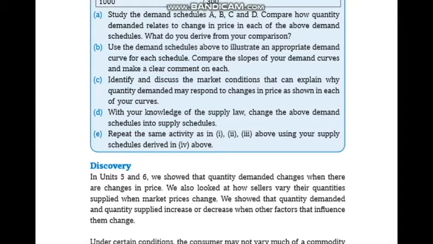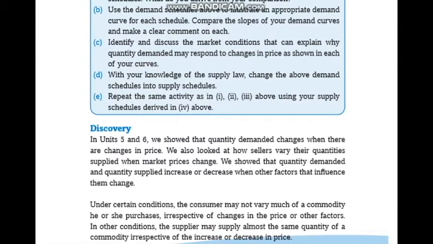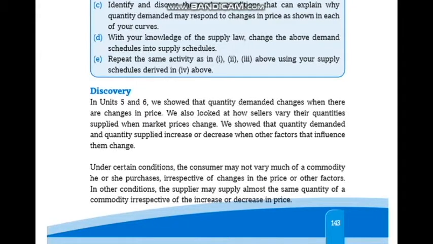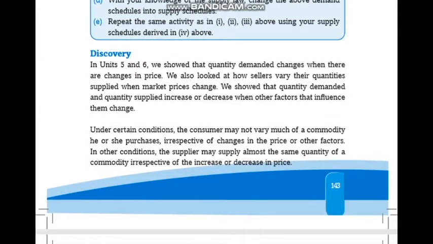B. Use the demand schedules above to illustrate an appropriate demand curve for each schedule. Compare the slopes of your demand curves and make a clear comment on each. C. Identify and discuss the market condition that can explain why quantity demanded may respond to changes in price as shown in each of your curves. D. With your knowledge of the law of supply, change the above demand schedules into supply schedules. E. Repeat the same activity as above using your supply schedules derived in D.